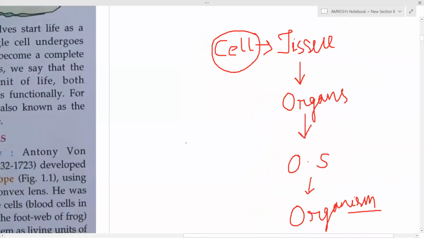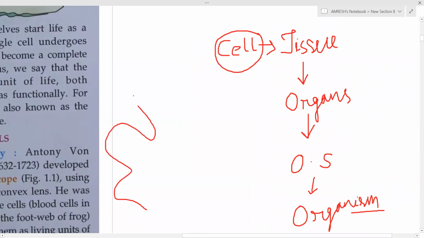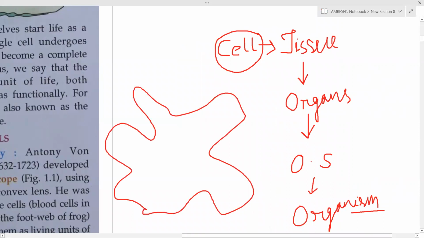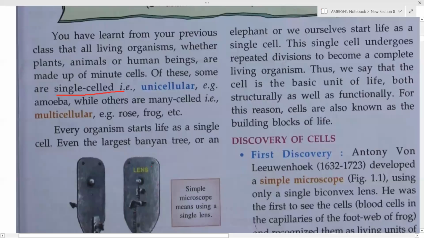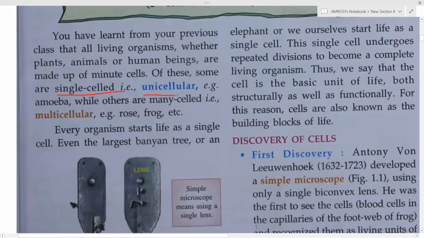Amoeba, if you will see, amoeba is like that. Haphazardly you can draw amoeba because it will be like that only. There is no proper shape of amoeba. The shape of amoeba is known as amoeboid shape. It is a specific shape given the name amoeboid. This is a single celled organism. Single celled organisms are called unicellular, and an example is your amoeba, while other organisms are multicellular. Multicellular means many cells are present, like rose, frog, human beings are also multicellular.